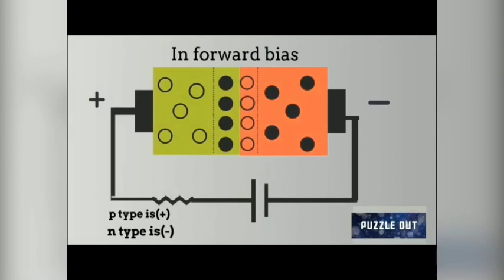In the case of a forward bias, P-type is connected to the positive terminal of the voltage, whereas the N-type is connected to the negative terminal of the voltage. It also has an external resistor connected in series.